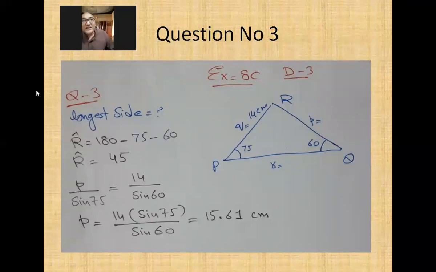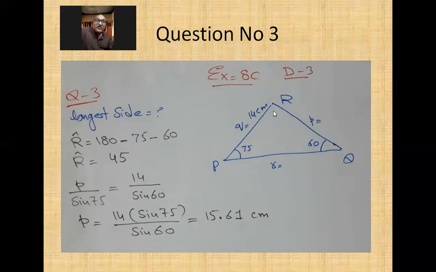In the triangle PQR, the angle P is 75 degrees, angle Q is 60 degree, and the Q side is 14 centimeter. Find the length of the longest side. You know, this side is small q, 14 centimeter. They say find the longest side. They want you to find out the longest side.